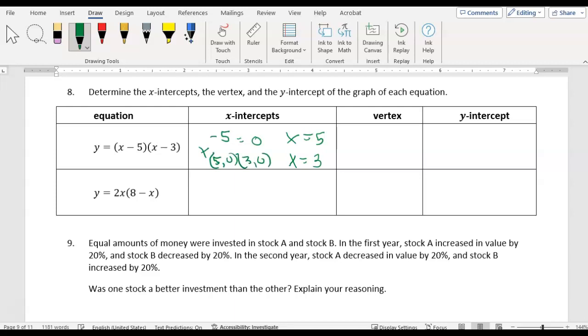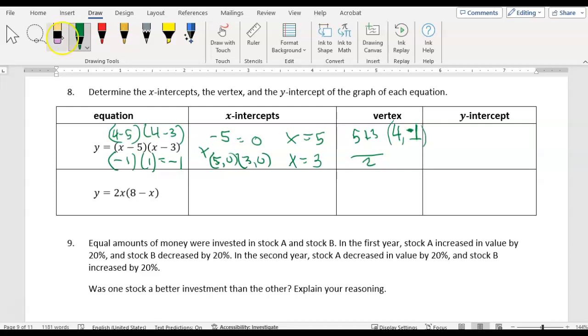And then that means our vertex would be 5 plus 3 divided by 2, which is 8 divided by 2, which is 4. So our vertex would be 4, something. We would have to plug in the 4. So let's plug in the 4. 4 minus 5 is negative 1. So 4 minus 5 times 4 minus 3. I recommend that you write it this way because it'll just be easier to look at. Negative 1 times 1 equals negative 1. So negative 1 is the y value for our vertex.